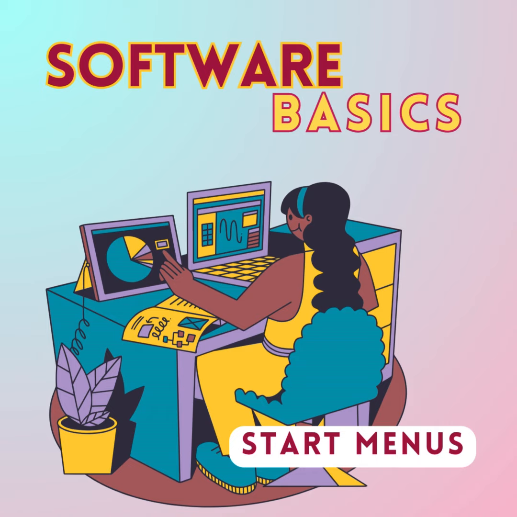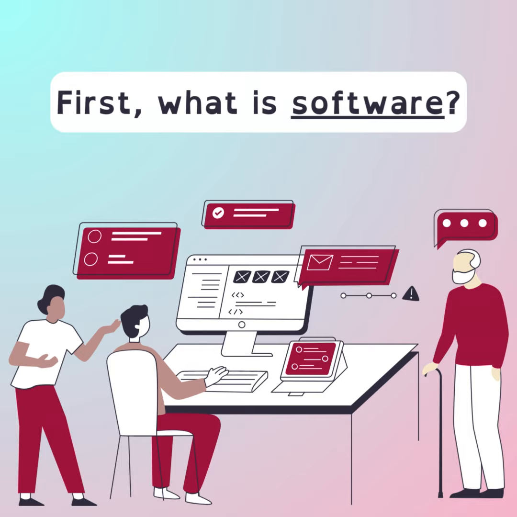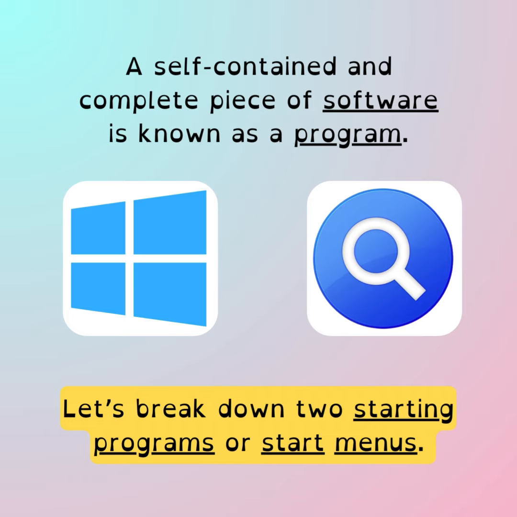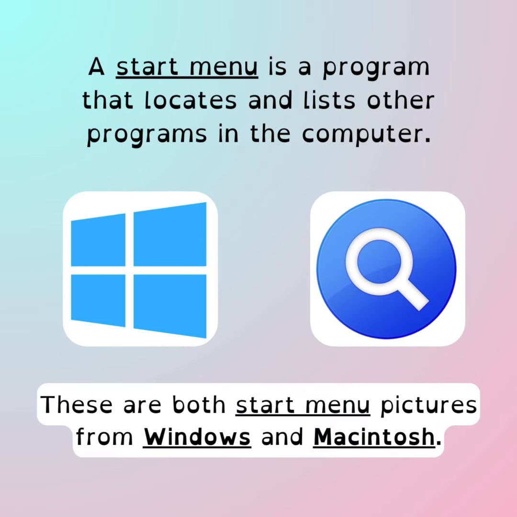Software Basics. Start menus. First, what is software? Software is a set of instructions that tell a computer what to do. A self-contained piece of software is known as a program. Let's break down two starting programs, or menus.